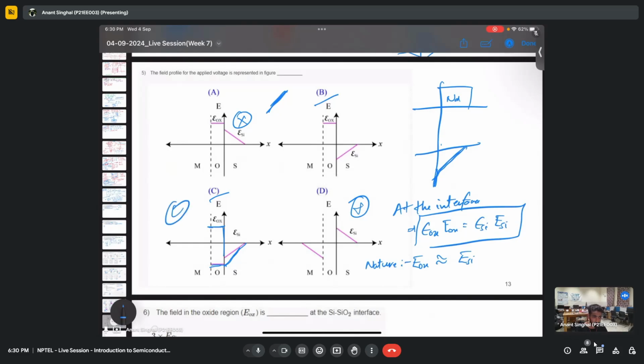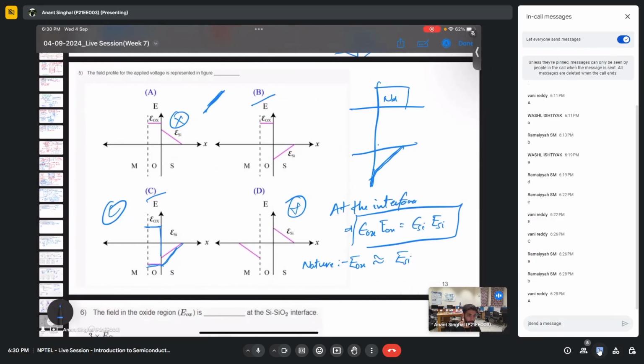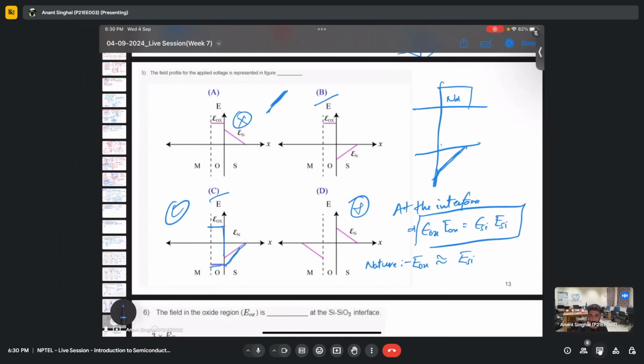Is it making sense? Someone said A and someone said B also. Is it fine? Option C will be correct? Understood, sir. Yeah. So let's move ahead then.